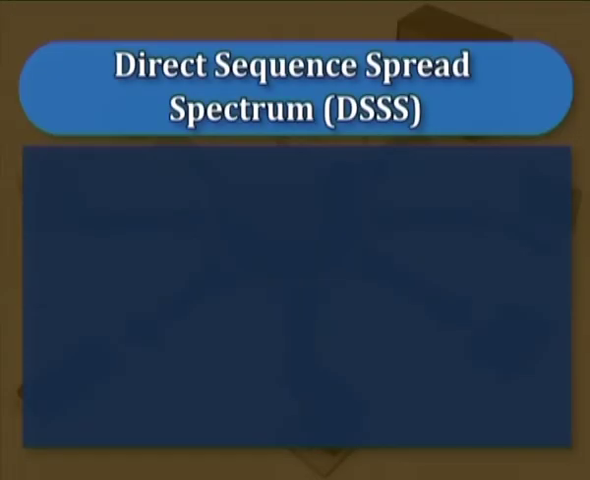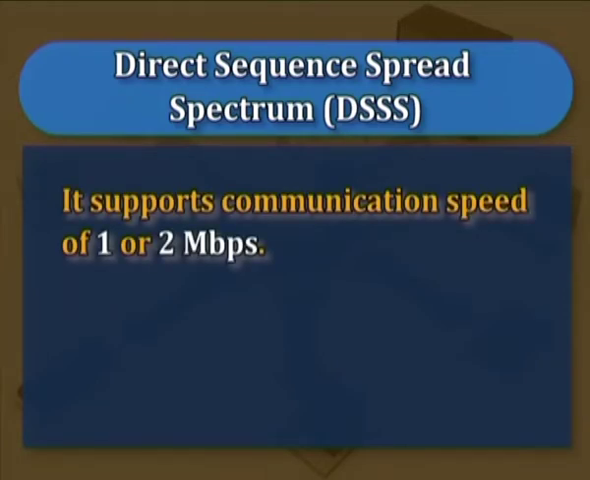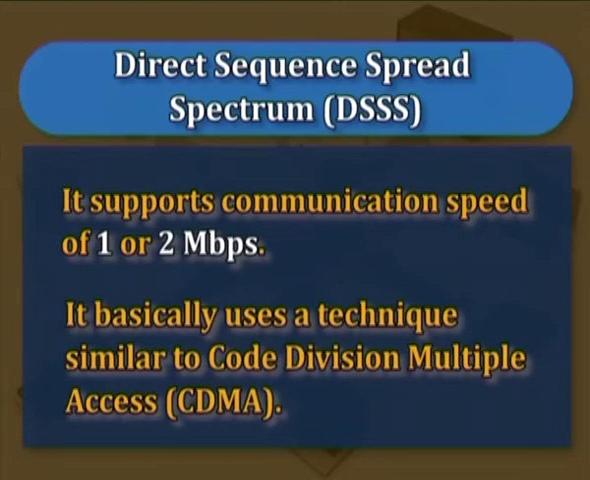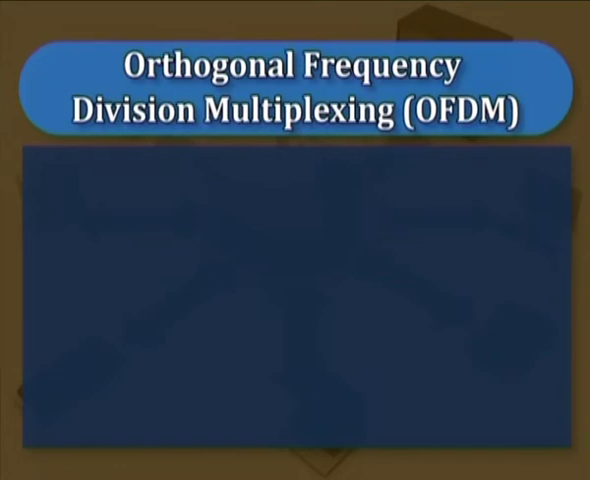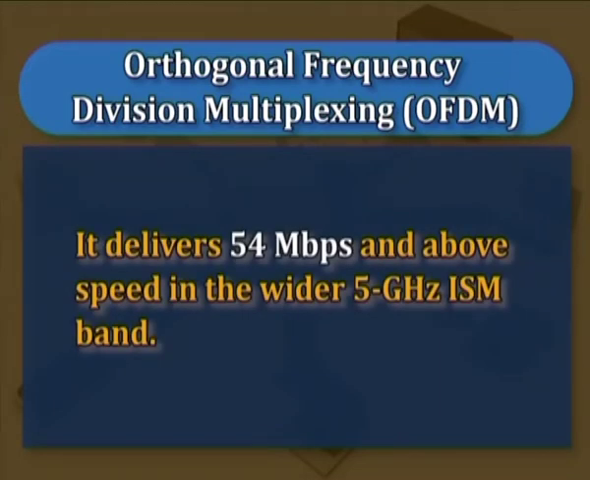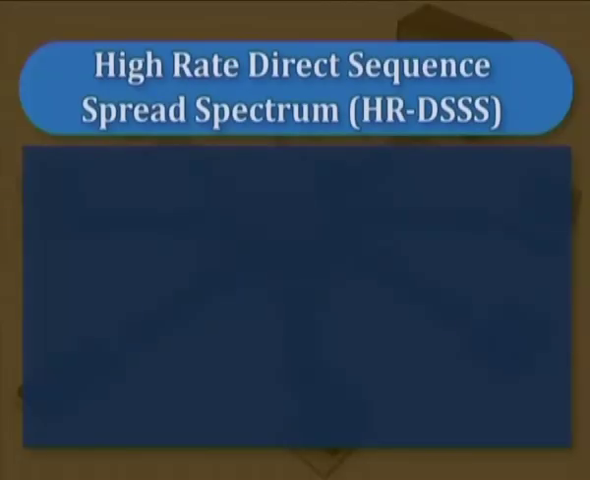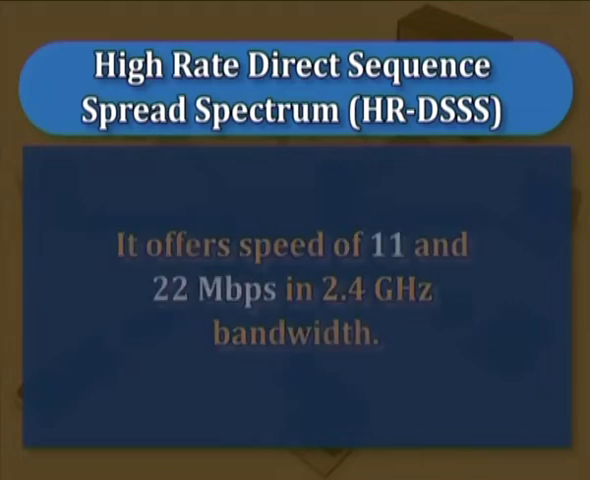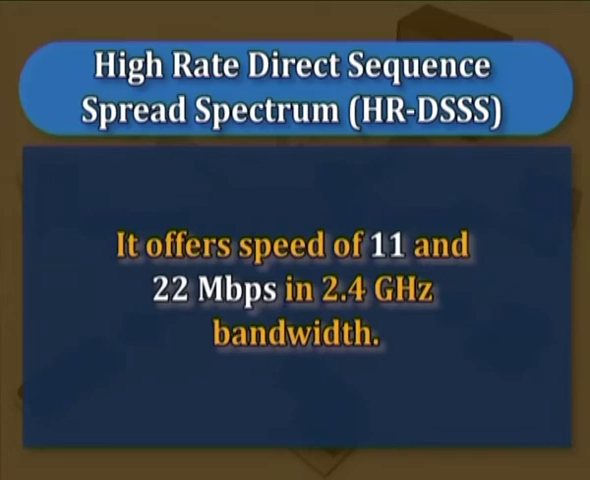Direct sequence spread spectrum, DSSS, technique supports communication speed of 1 or 2 Mbps. It basically uses a technique similar to code division multiple access, CDMA. Next modulation technique used in physical layer is orthogonal frequency division multiplexing, OFDM, which delivers 54 Mbps and above speed in the wider 5 GHz ISM band. Next technique is HRDSSS, that is high rate direct sequence spread spectrum, which offers speed of 11 and 22 Mbps in 2.4 GHz bandwidth.